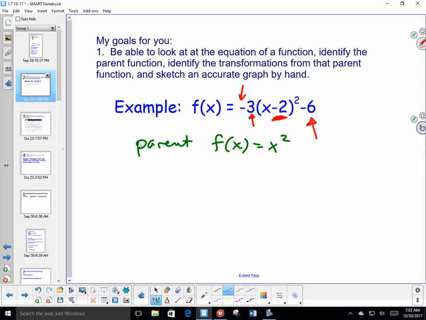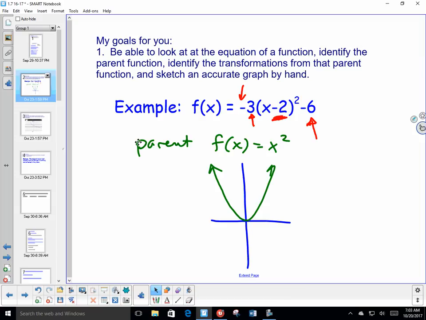All of those are going to transform our basic parent function, which is just this parabola with its vertex at 0, 0, but somehow that parabola is going to be shifted left, right, up, down. It might be reflected over the x-axis. It might be stretched or compressed. So those are all things for this first goal.